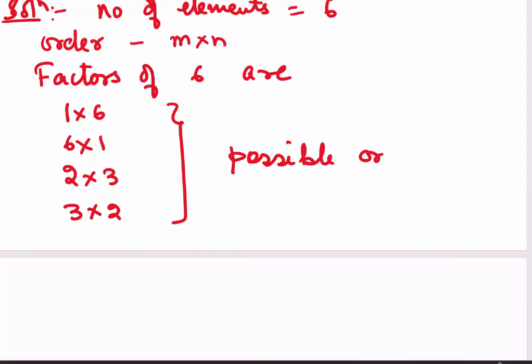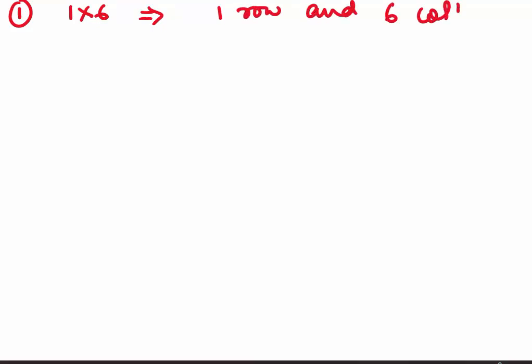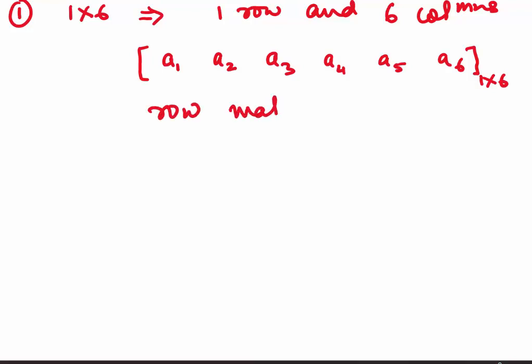Now, you have done different types of matrices. Let's look at these 4 possible orders. The first was 1 by 6. Now, this implies we have 1 row and 6 columns. Now, what type of matrix will we have? We will have a matrix where only 1 row is there, 6 columns: A1, A2, A3, A4, A5, A6, where these Ai's are your elements. I've just taken a general form. And the order here is 1 by 6. We get a row matrix.